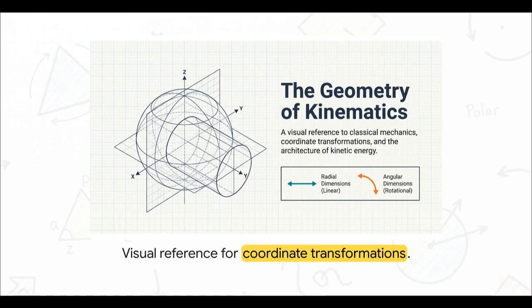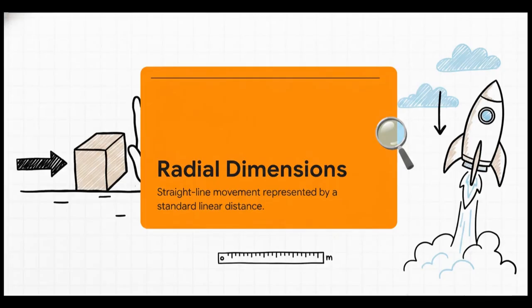In classical mechanics, everything essentially boils down to 2 distinct flavors of movement. Our first flavor is the radial dimension. This is simply linear motion. Imagine pushing a block straight across the table, or a rocket shooting directly up into the sky. It is straight-line movement represented by a standard linear distance, so it's measured in meters or feet. This is by far the simplest type of motion to wrap your head around, and it really forms the total foundation of all basic physics problems.